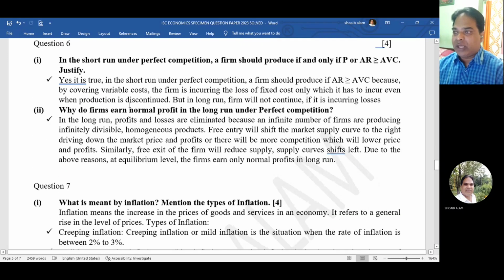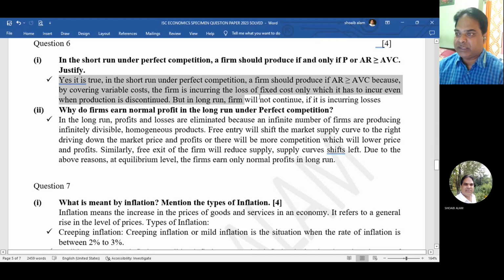So here it goes. You can go through it. You can take a screenshot. In the short run under perfect competition, a firm should produce if P or AR is greater than or equal to AVC. Justify. So it is here. This part is there. You can go through it.